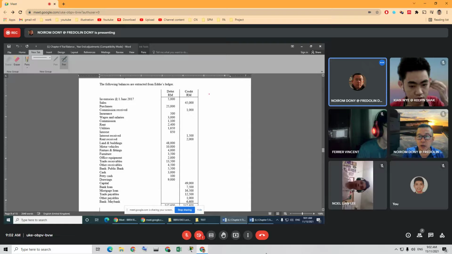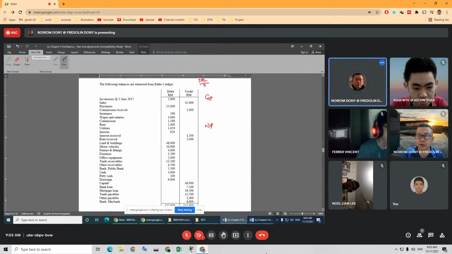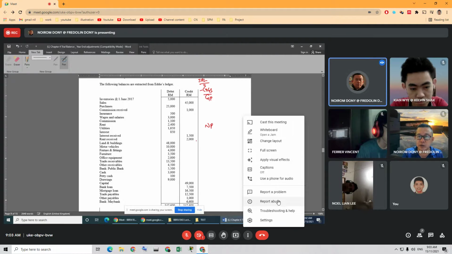So we must get gross profit and we must get net profit. How to find all this? These are the main objectives in order to prepare the SPL. SPL stands for Statement of Profit or Loss, for the year ended 31st of December 2021, for example. How to get gross profit? Sales less cost of goods sold, then you get gross profit.